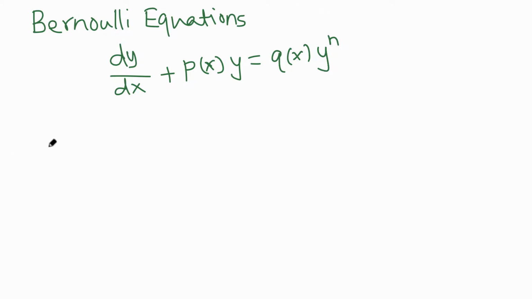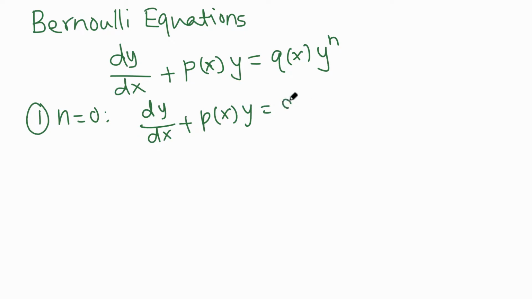So let's say n equals 0, y raised to 0. Then this becomes linear: dy/dx + p(x)y = q(x) times y raised to 0, which is 1. Now this is a linear first order differential equation, and to solve it we just find an integrating factor and solve. Okay, it's done, linear.